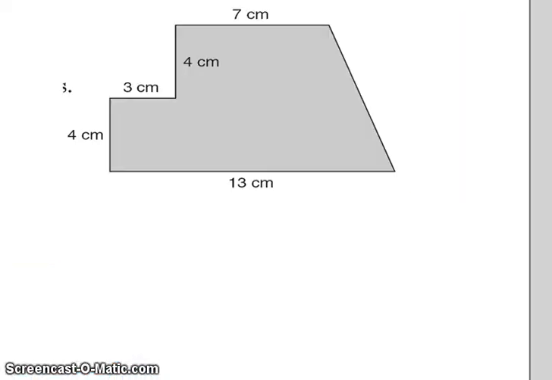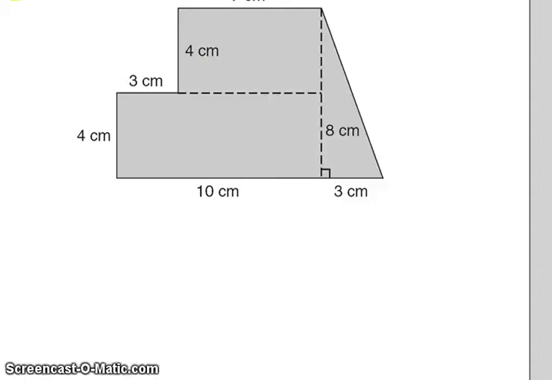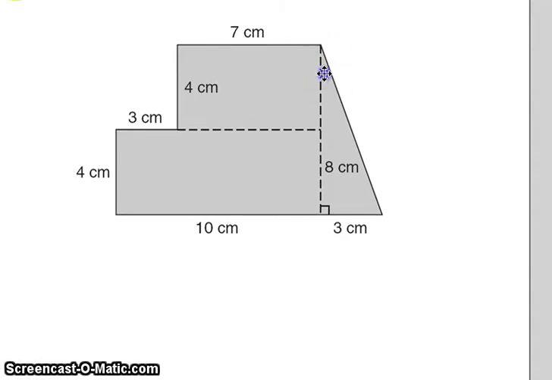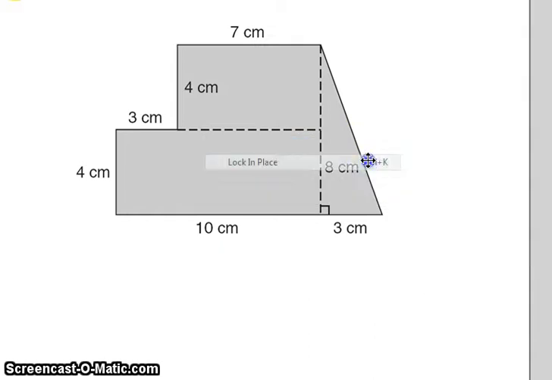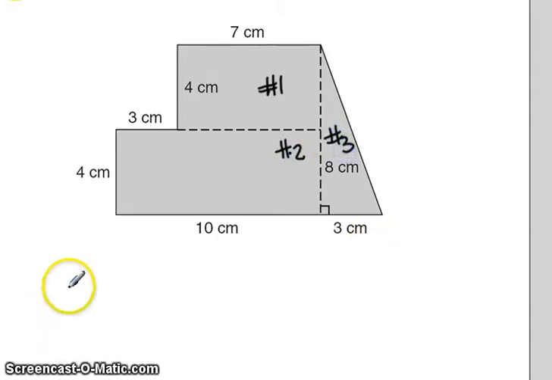We're going to start with this first original shape, and we're going to break it down. I'm going to slide this shape down so it doesn't get cut off on our screen. Then I'm going to lock it in place. Okay, so we're going to find the area for all three of those shapes. So what I'm going to do first is I'm going to number each shape 1, 2, and 3. And then I'm going to calculate area for three of those shapes.